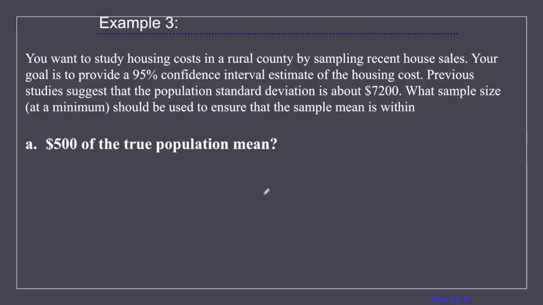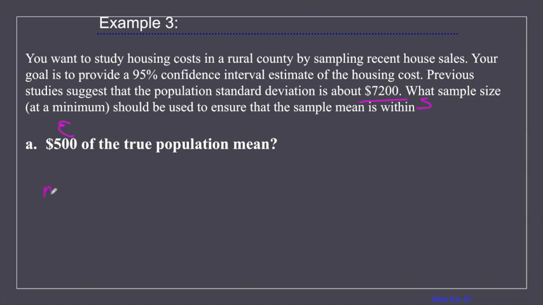So let's say I want to study housing costs in a rural county by sampling recent house sales. And my goal is to find a 95% confidence interval of the housing costs. Previous studies suggest the population standard deviation is about 7,200. What sample size, at a minimum, should be used to ensure the sample mean is within 500 of the true population mean? This is my error, this is my standard deviation, and using this information, I can calculate my population size.